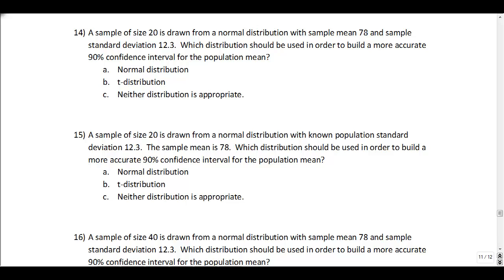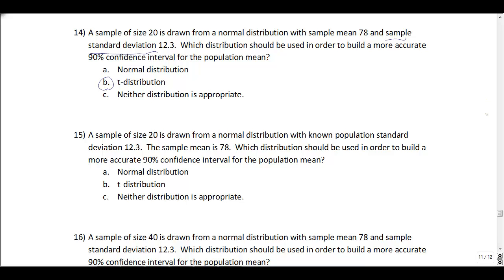Sample mean is 78. I don't really care about that. But I have a sample standard deviation here. I don't know the population standard deviation. What distribution should be used in order to build a more accurate 90% confidence interval for the population mean? Because of the sample standard deviation, and I don't know the population standard deviation, I'm going to do B. I'm going to use my t distribution.